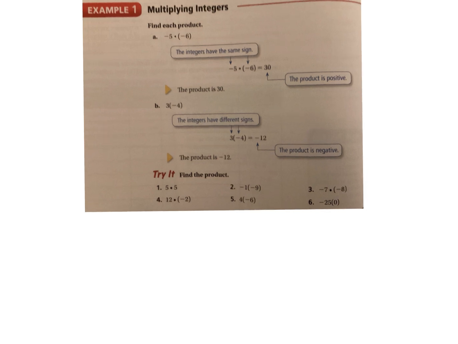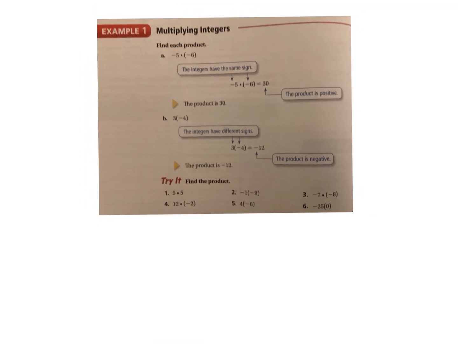All right, let's do some try-its here. You can see that the problems they have here, negative 5 times negative 6, we know that it's the same, so it's a negative times a negative. Whenever something is the same, it's going to be positive. So it's negative 5 times negative 6 is a positive 30. Now you have a different. You have a positive 3 times a negative 4. Anything that's different like that, it's always going to be negative.